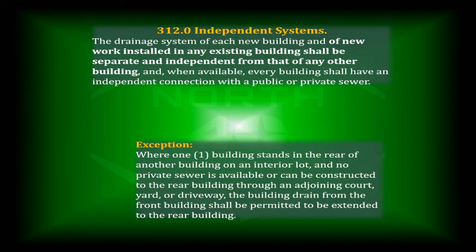Exception: where one building stands in the rear of another building on an interior lot, and no private sewer is available or can be constructed to the rear of the building through an adjoining court, yard, or driveway, the building drain from the front building shall be permitted to be extended to the rear building. However, as with everything, remember to ask your authority having jurisdiction first.